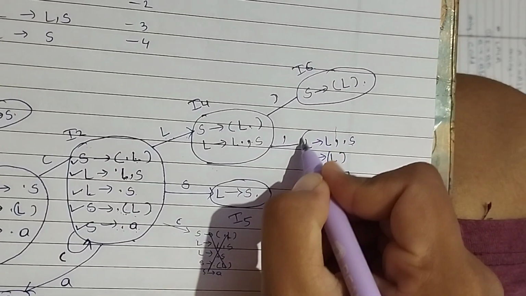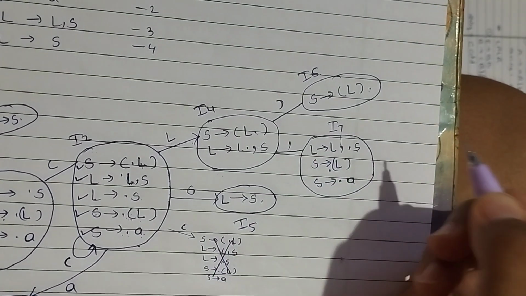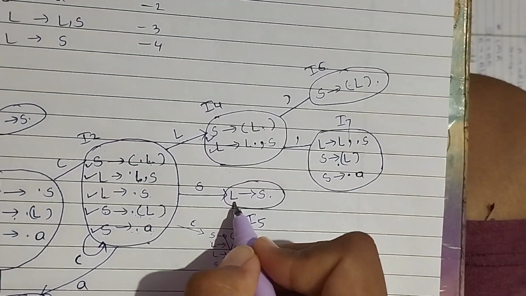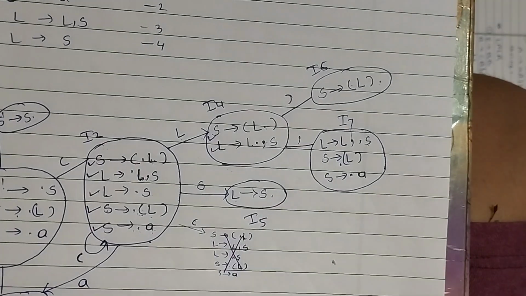No, so we stop here. So this is the one step state, the I7 state. We completed here, this is the single state, so no need to do anything because this is the acceptance state.